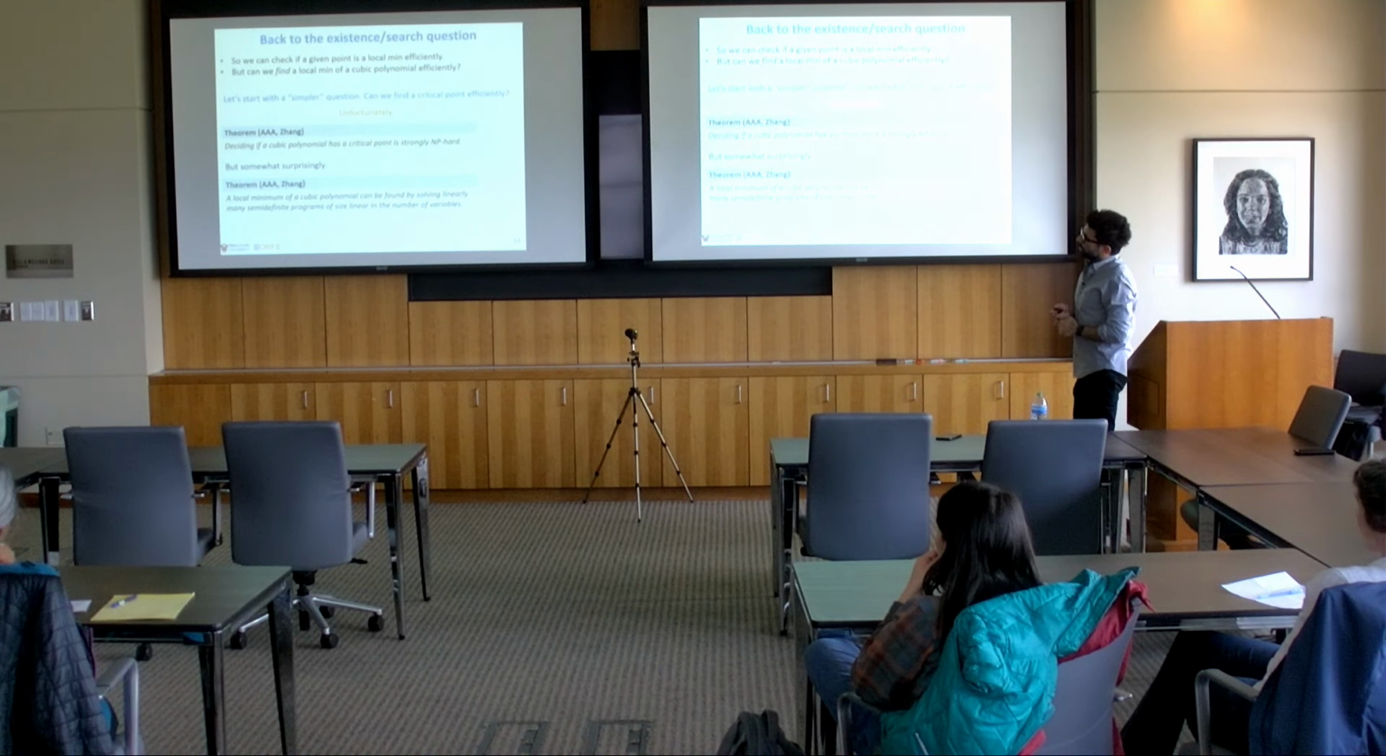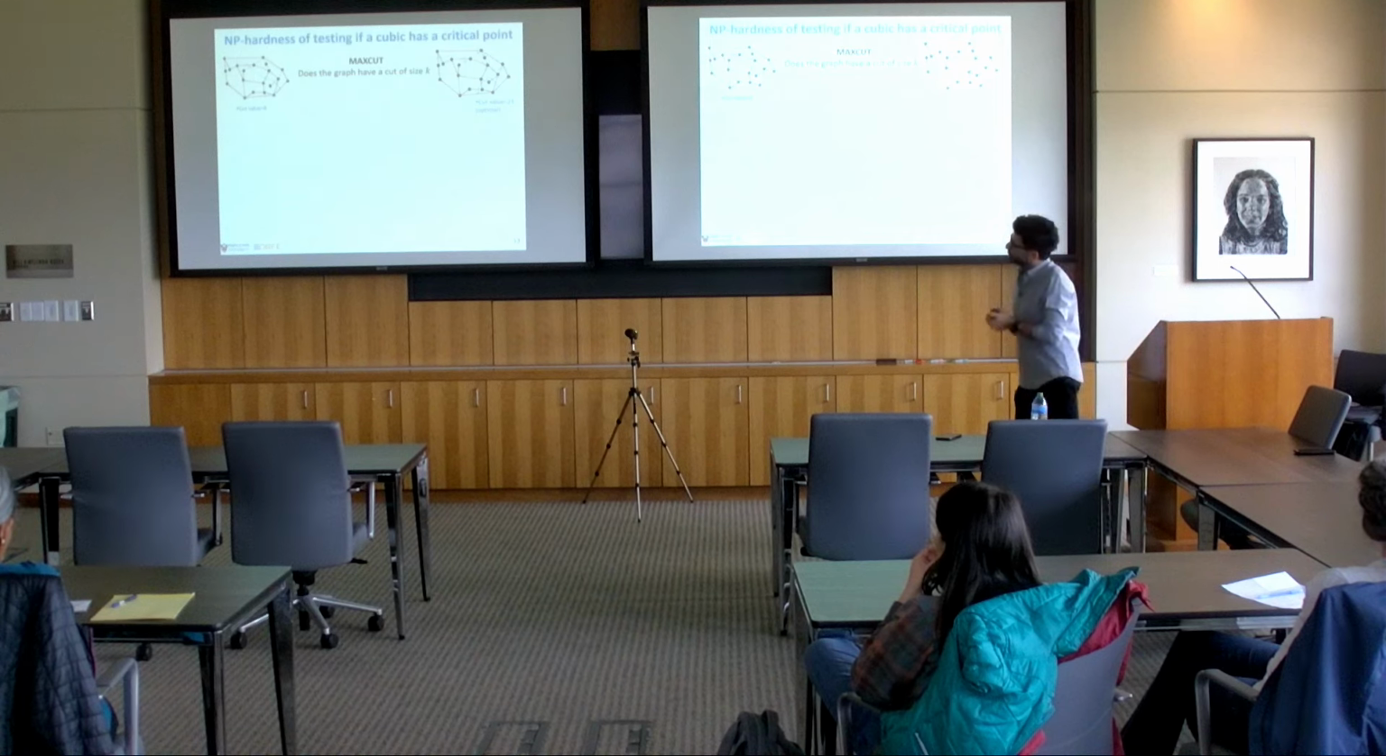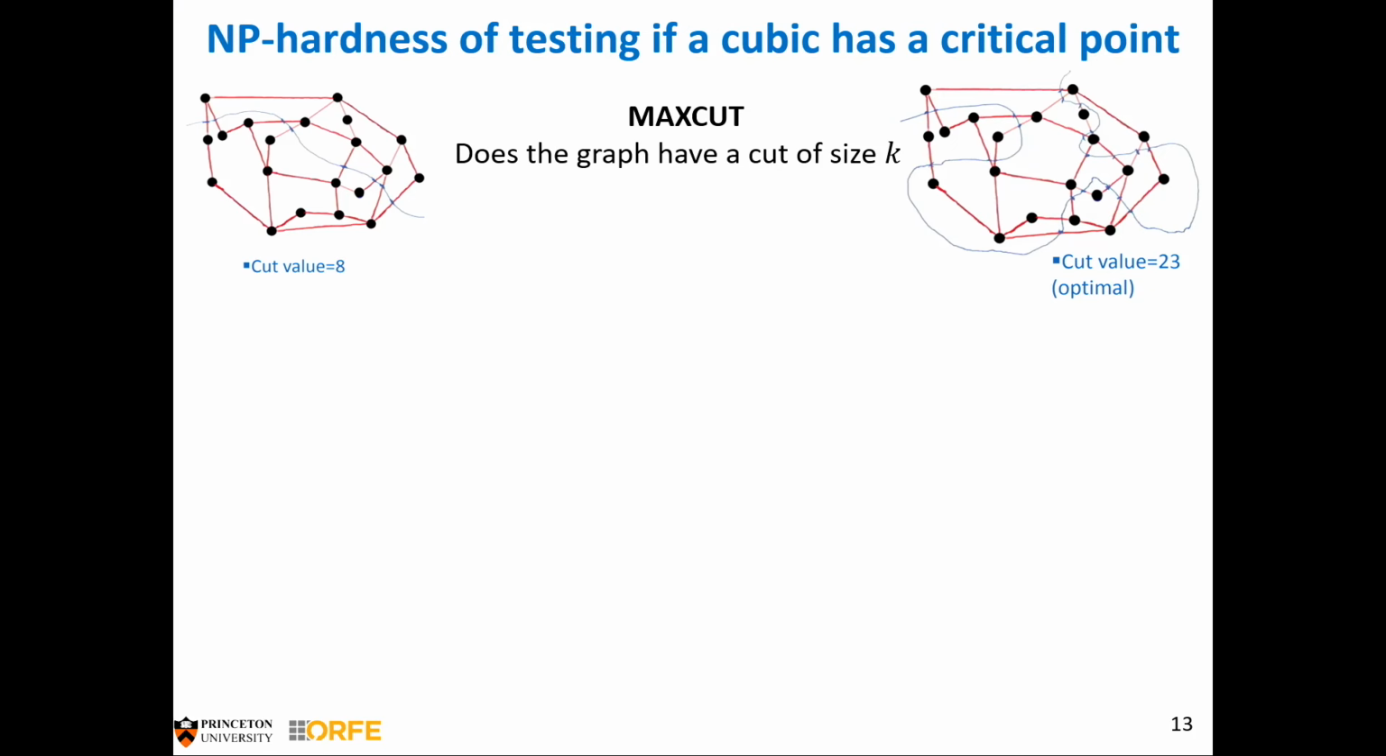Good. So let's go to your question really: why is it hard to find critical points, even for a class of non-convex functions as simple as cubic polynomials? I'm going to give you a reduction from the Max-Cut problem. So let me remind you what that is. Imagine you have a graph. Let's take all the edge weights to be 1.